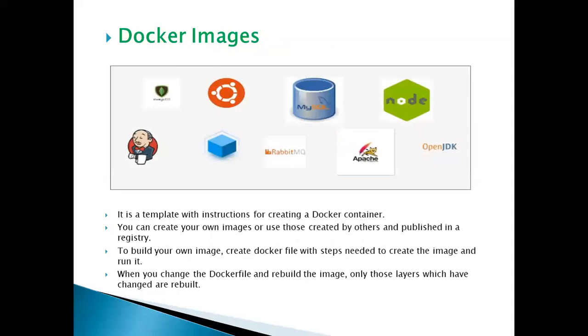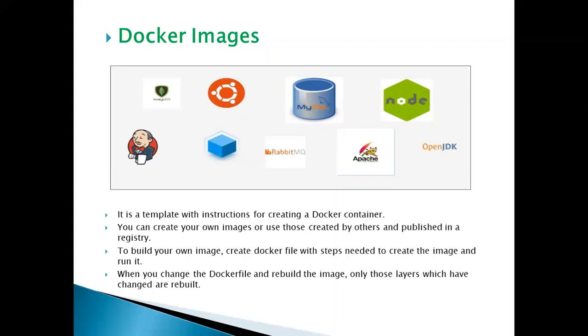Docker images. There can be many images. Some of the popular images you can see on the screen are MongoDB, Jenkins, Ubuntu, MySQL, Node.js, Apache, JDK, and RabbitMQ. An image is a template with instructions for creating a Docker container. You can create your own images or use images created by others.